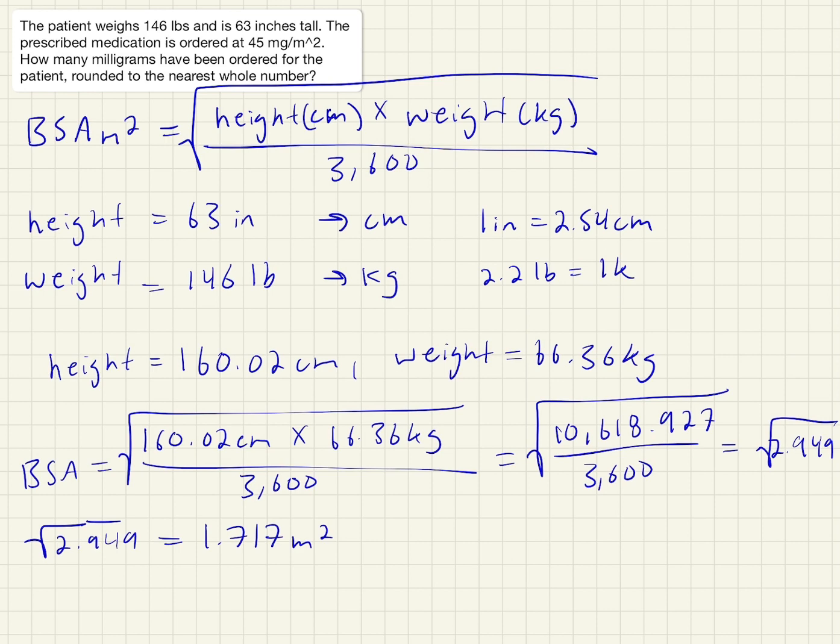Now that we have done that, we need to figure out how much this patient needs of this medication. My page is full, so let me just move on to the next one. We know that our med is 45 milligrams over meters squared, and that our patient's BSA in meters squared is equal to 1.717 meters squared. You can either use dimensional analysis or the ratio and proportion method.